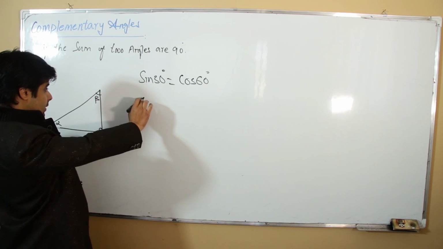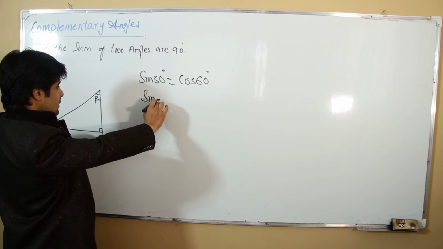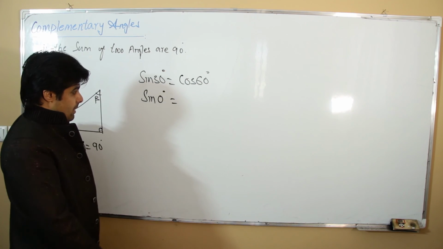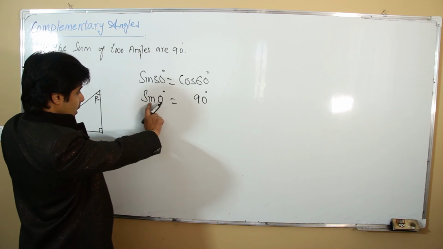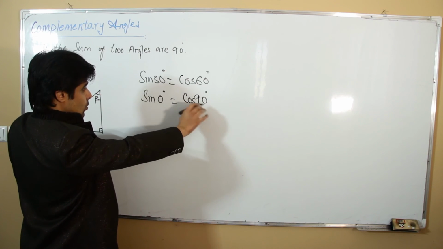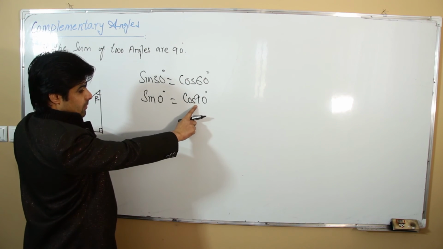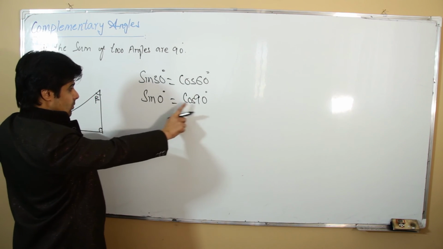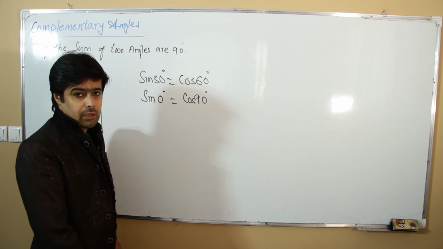Listen to me. If I say sine of, for example, 0, what is the complement of 0? It is 90. Now sine of 0 is equal to the cosine of 90. Tangent of 0 is equal to the cotangent of 90. Cotangent of 0 with tangent of 90. Secant of 0 with the cosec of 90.